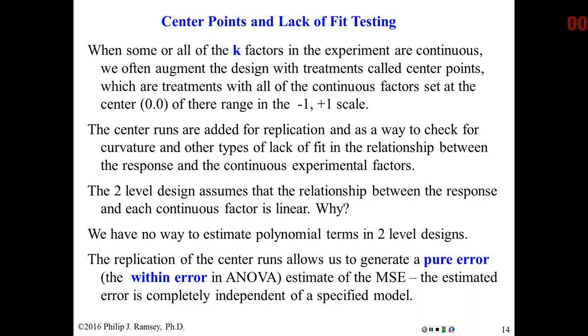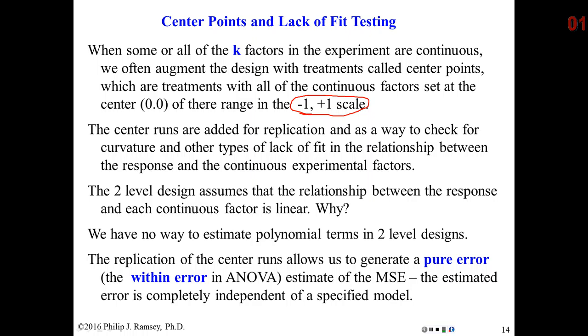In this section, we're going to talk about an issue that comes up with these two-level designs. And that is, and I often get asked this question when I teach these designs to engineers and scientists, we essentially only have two levels of each factor, a low level and a high level. And given there's only a low level and a high level, the only relationship we can fit between the response and each factor is a straight line. In other words, the only model possible is a straight line relating each factor to the response.